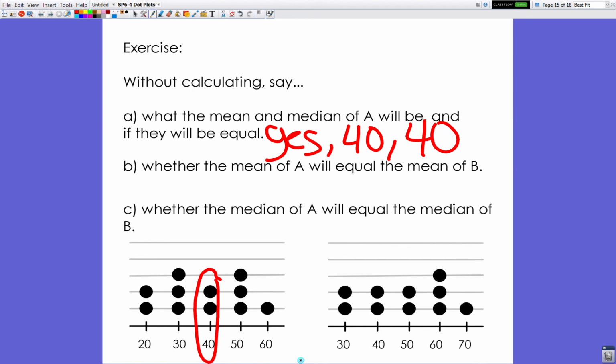Let's also figure out whether the mean of A will be equal to the mean of B. Well, this one's no, because the center of the data for A is 40, but the center of the data for B is 50, so they're not equal. What about whether the median of A will equal the median of B? Again, no. The center value of A is 40, and the center value of B is 50. Those are not equal.